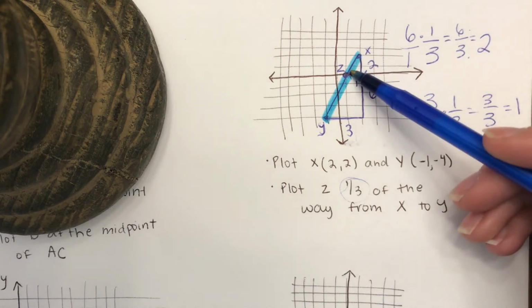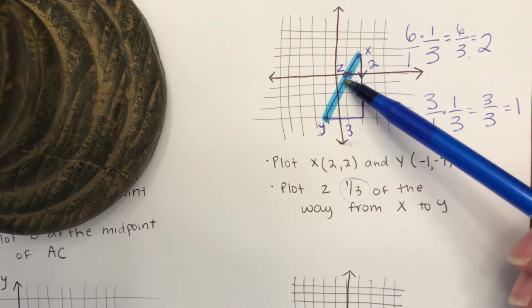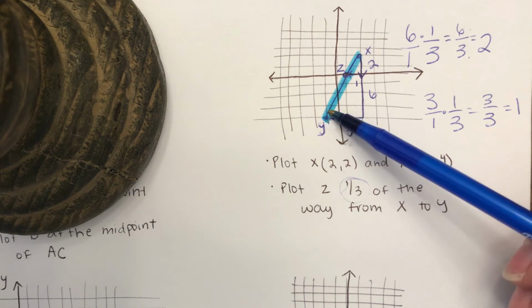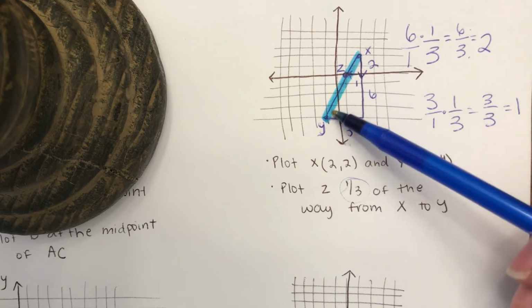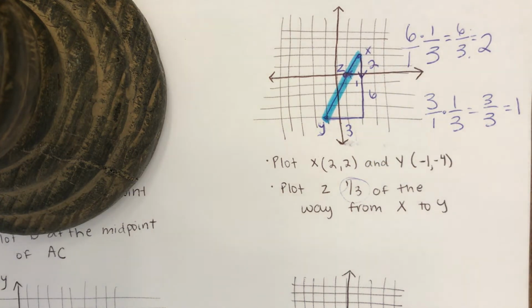So notice this is 1/3 of the way. We could pick this piece up and repeat it 3 times. Once, twice, 3 times, and it should fit on that line.